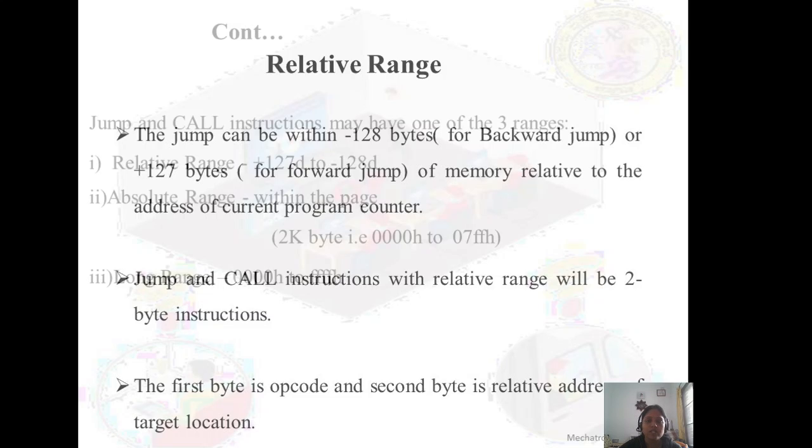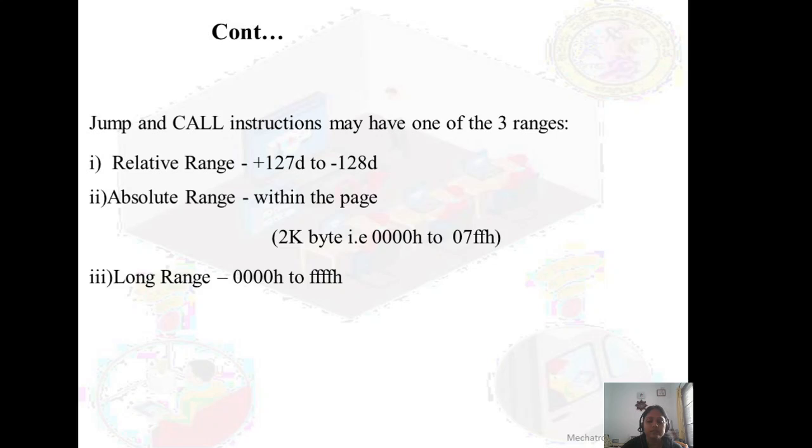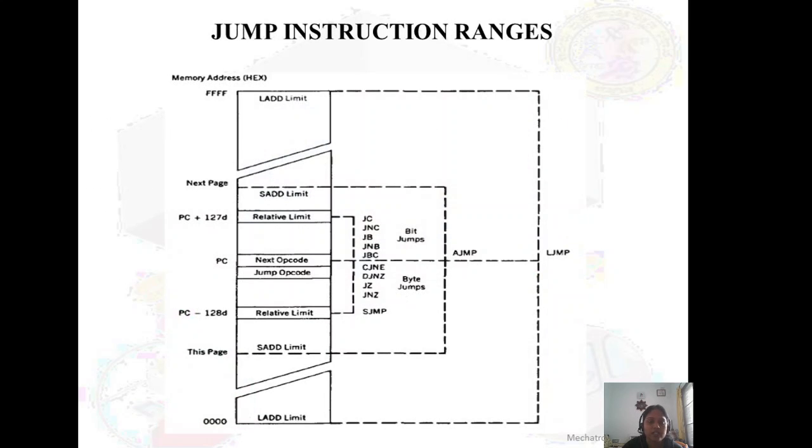Understood? If you see the diagram, this is your relative range limit from minus 128D to plus 128D. From PC, if it is from 0 to minus 128, then this is your backward jump. From 0 to plus 127, then it is your forward jump. Understood?